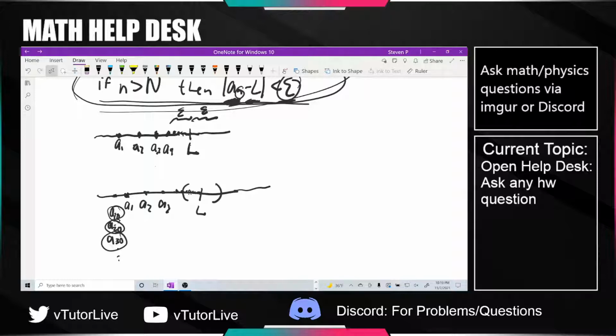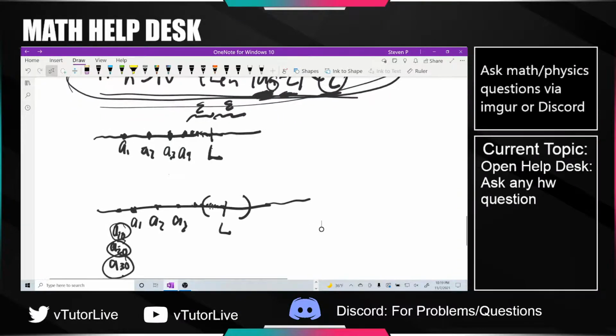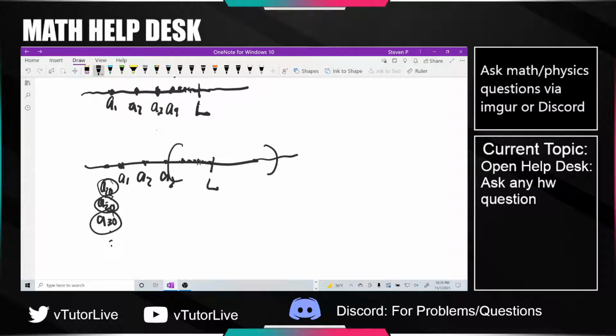And the idea is that if they gave you a smaller and smaller output range, and you were able to find some tail of the A's, some tail of the sequence that fit entirely within it, then you're golden. But if they shrink it, and for any size epsilon you can find an infinite number of terms outside, then you're screwed. That's the idea.